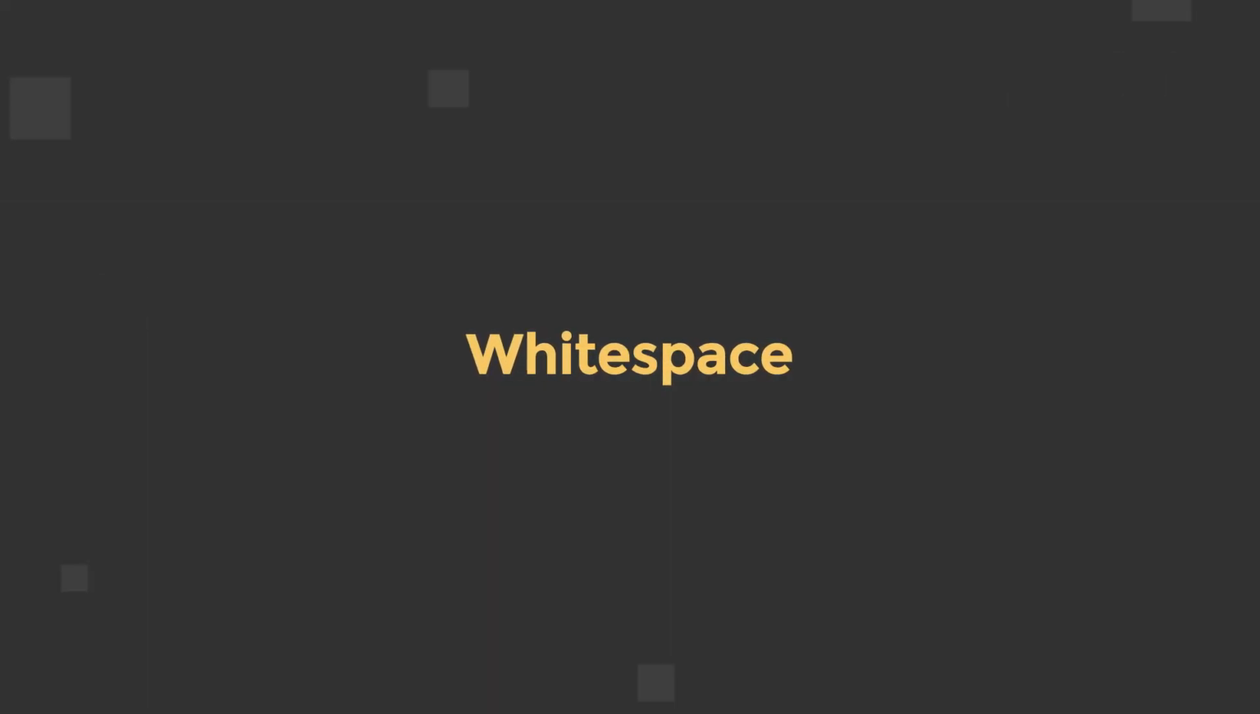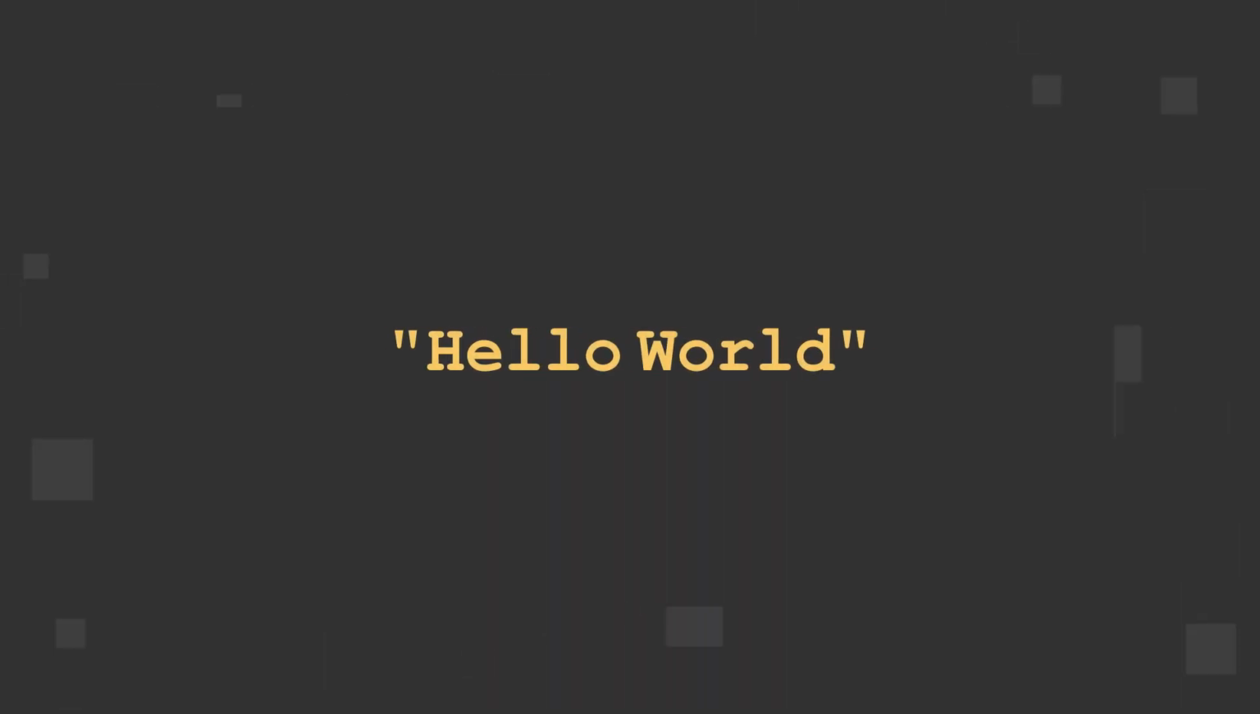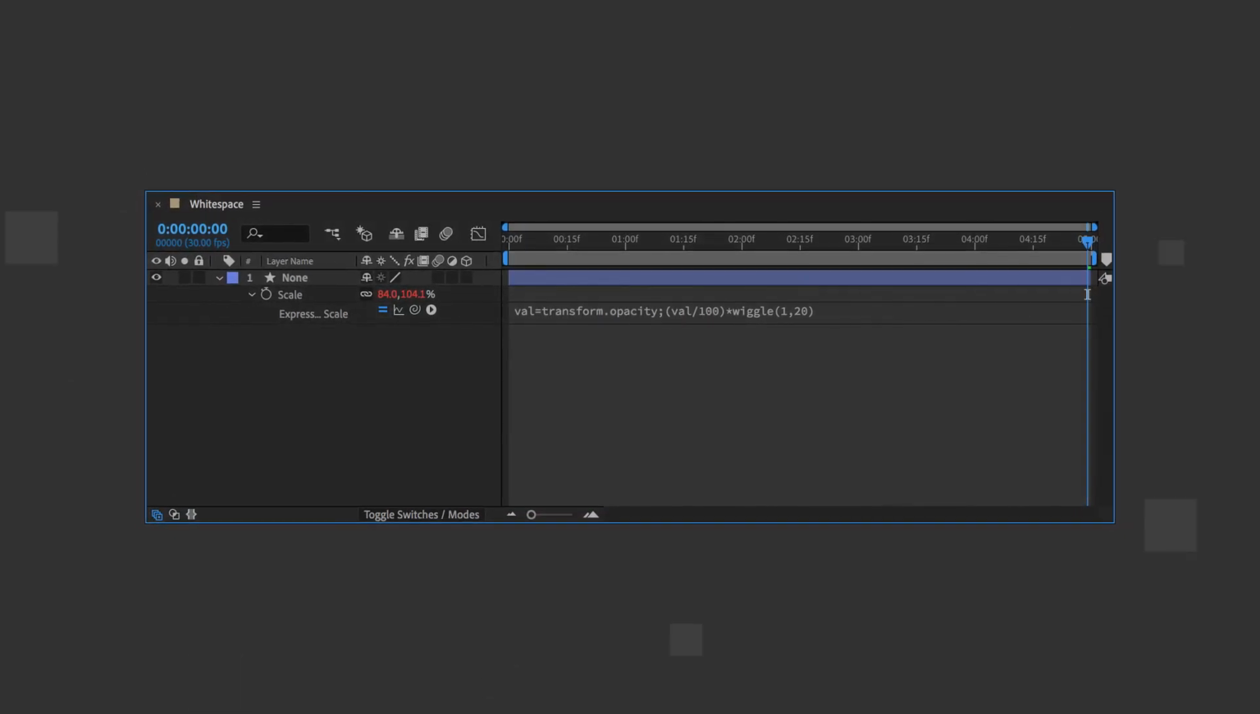Spaces and line breaks within the code are called whitespace, and are usually ignored when an expression is evaluated. There are occasional situations where whitespace matters, like text strings, but the primary function of whitespace is for legibility and formatting. Take a look at this example expression for scale.